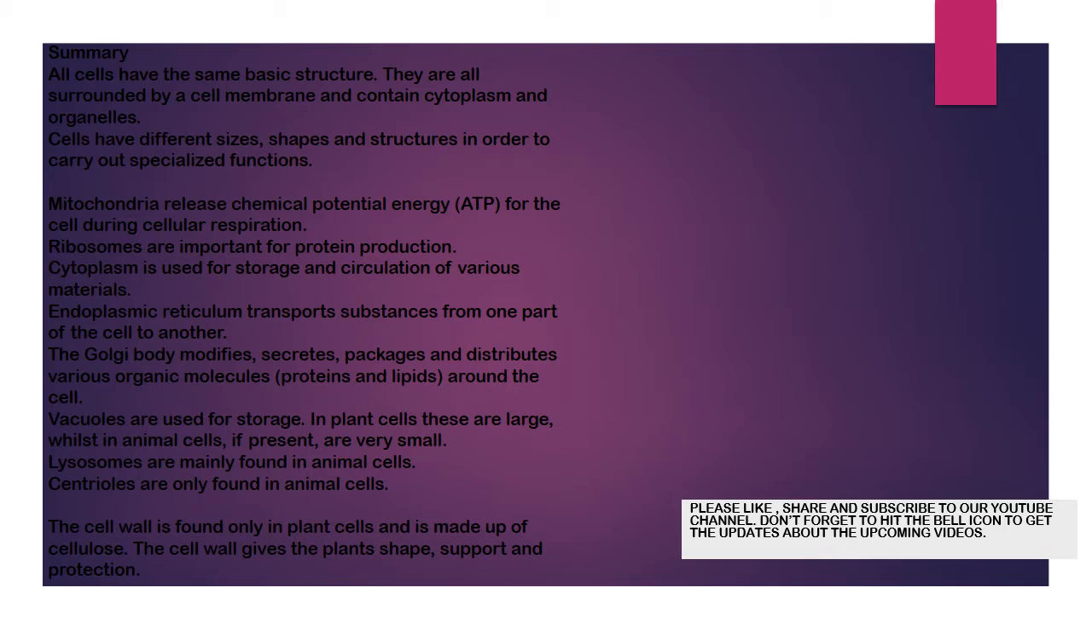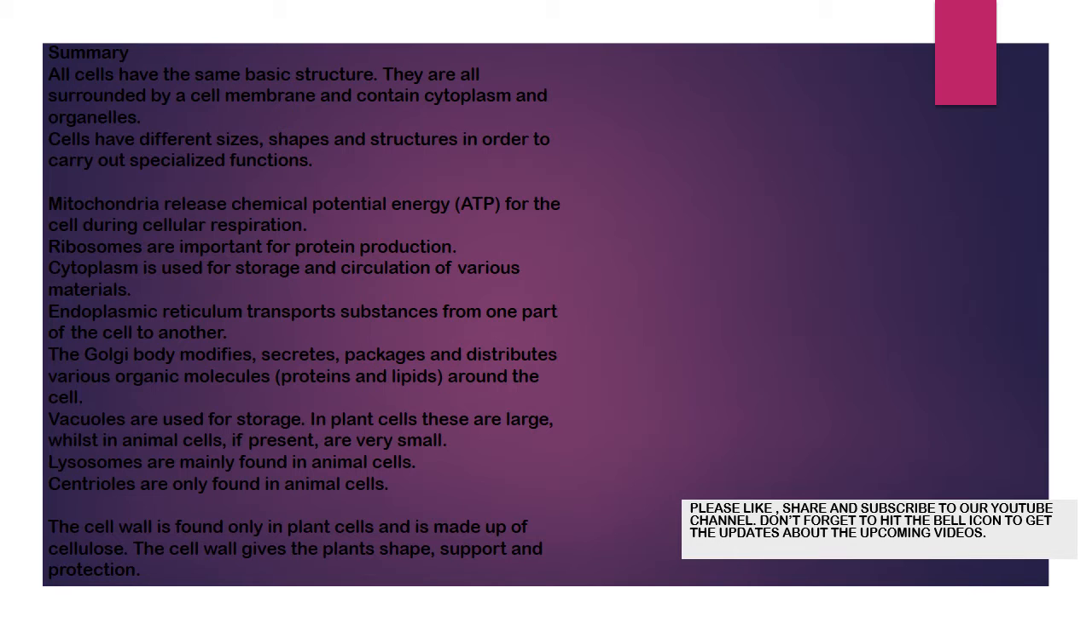Summary. All cells have the same basic structure. They are all surrounded by a cell membrane and contain cytoplasm and organelles. Cells have different sizes, shapes, and structures in order to carry out specialized functions.